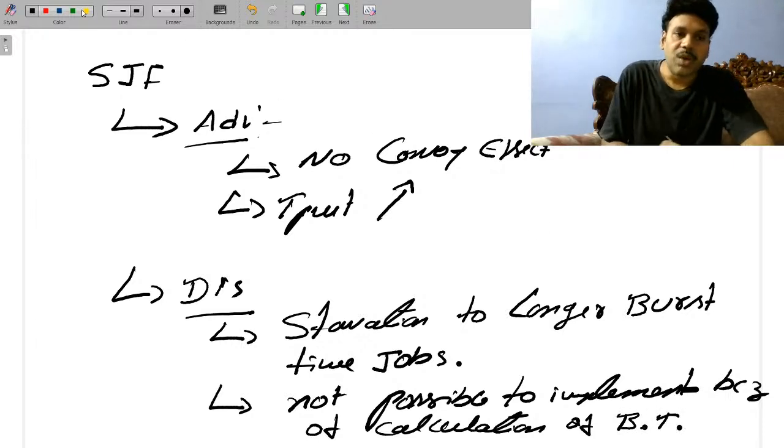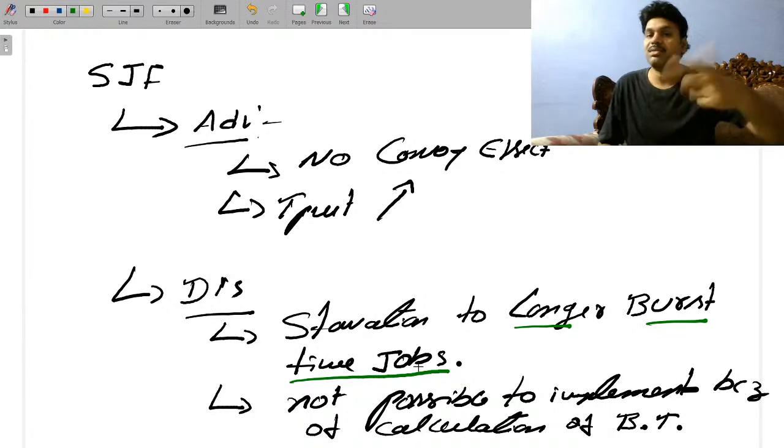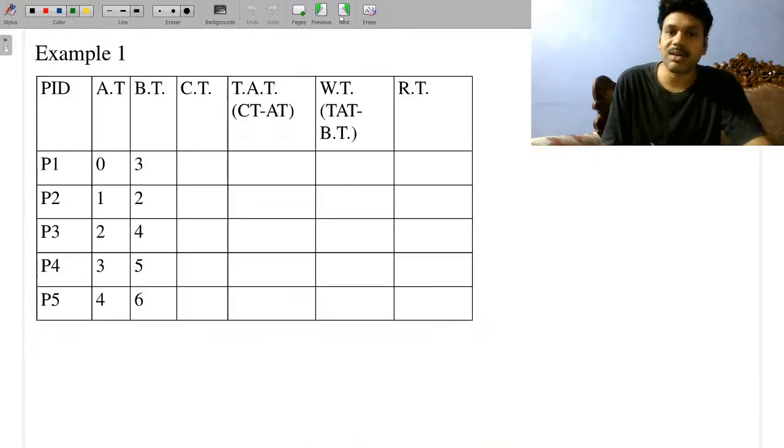So you want to clear this problem. What is the problem? Starvation to longer jobs. We are using the reverse strategy. What is the reverse strategy?